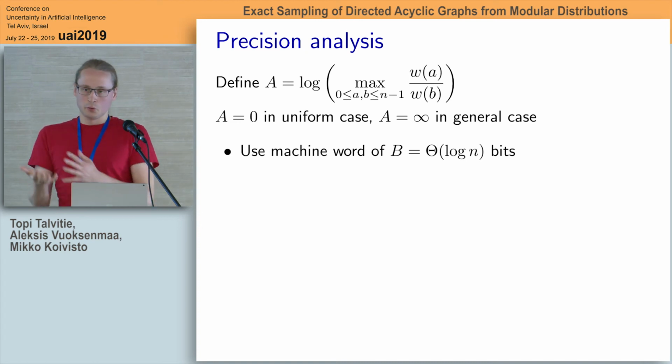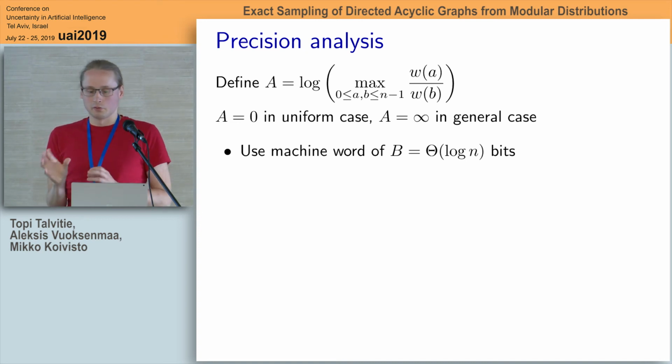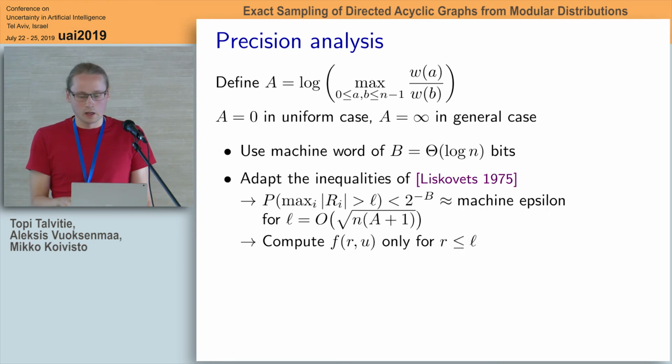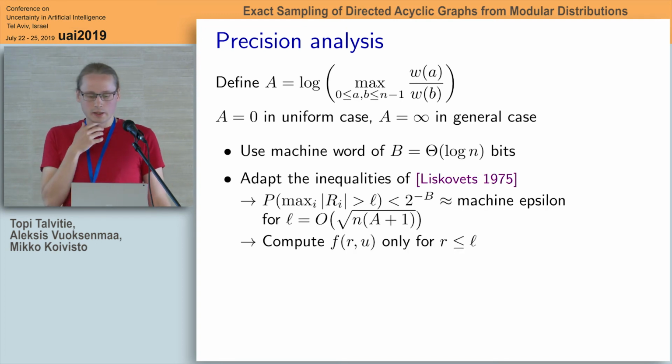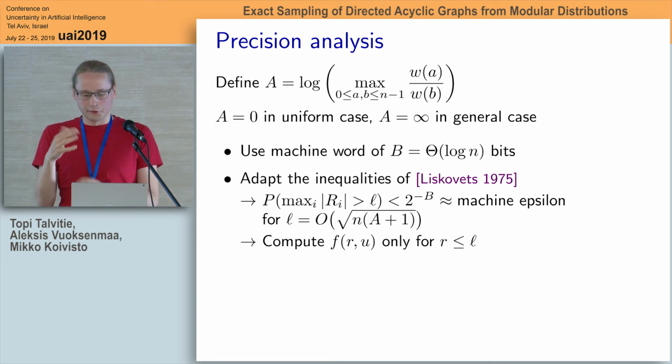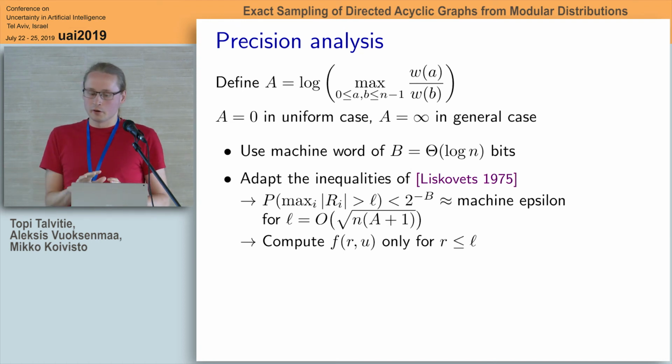And then we do all the computations using floating point numbers of log n bits. It's common to assume that we can do the numerical operations in constant time. And now we can actually see that if we set the limit L on the root layer size to order of square root of n times (A plus 1), then the probability that some root layer is larger than L is smaller than machine epsilon. So it's completely dominated by the numerical error. So we can use this limit.